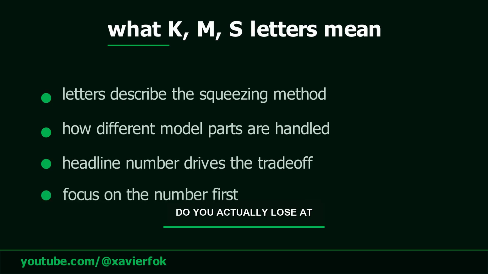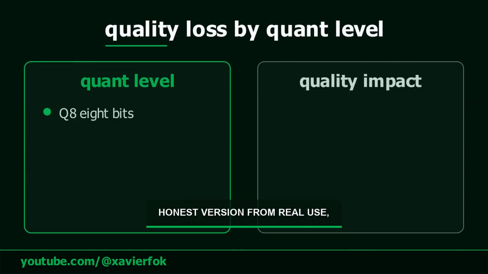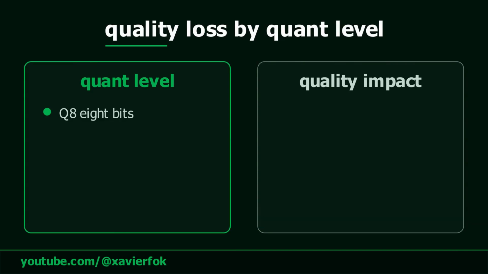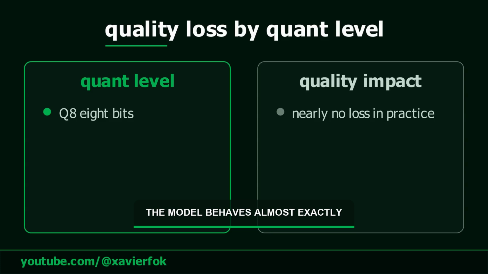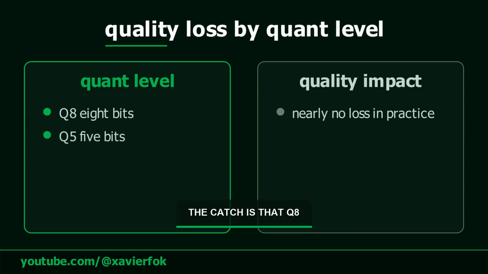So what do you actually lose at each level? Let me give you the honest version from real use, not theory. At 8 bits, Q8, the quality loss is so small that in normal use you will not notice it. The model behaves almost exactly like the full precision version. The catch is that Q8 is the biggest of the quantized options, so it saves you the least VRAM.